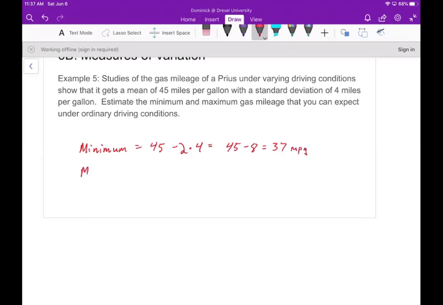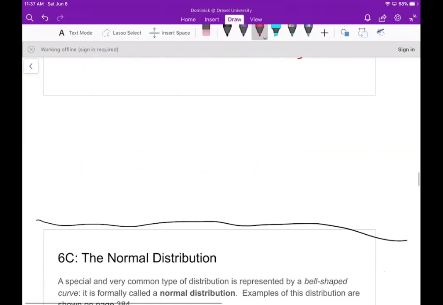And then the maximum would be the mean plus 2 standard deviations. So plus 2 times 4, so 45 plus 8, which would be 53 miles per gallon. So those would be the minimum and maximum gas mileages that you could expect under normal driving conditions.